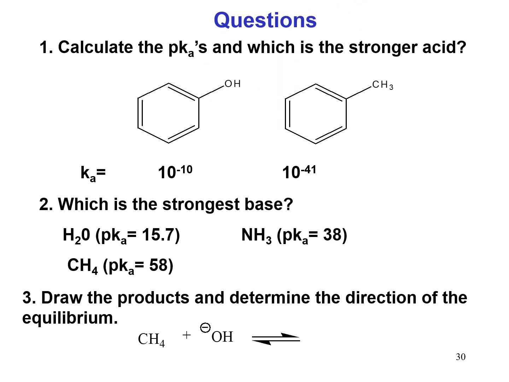Question: calculate the pKa and which is a stronger acid. Looking at the Ka, remember higher, whenever you're talking about Ka value and pKa value, like I said in the previous slide, for you to know the pKa value, it is minus logarithm of Ka. 10 exponential minus 10 and 10 exponential minus 41. Which one is higher? The higher one is 10 exponential minus 10.